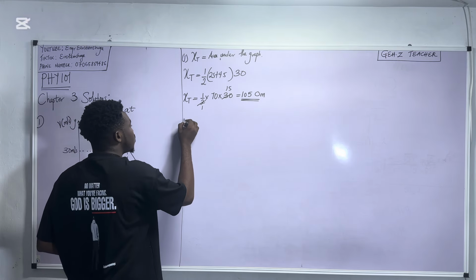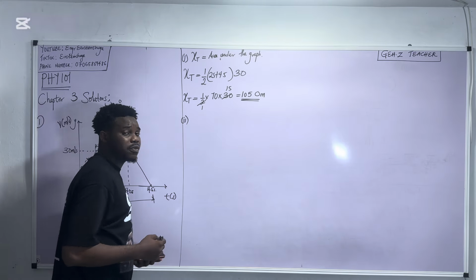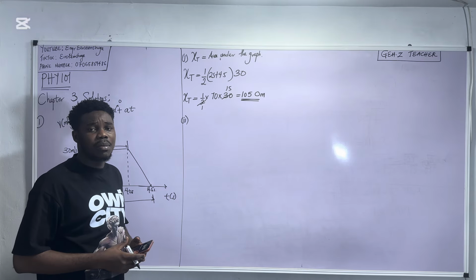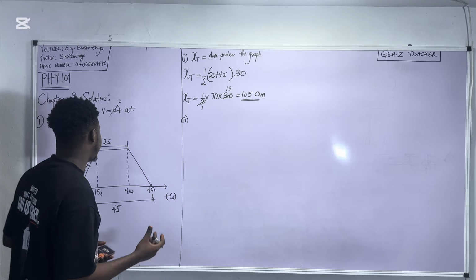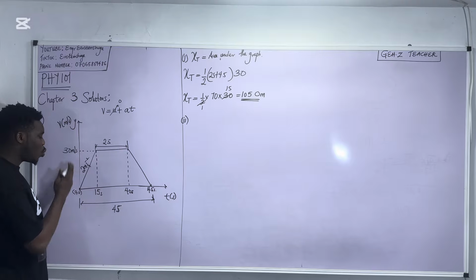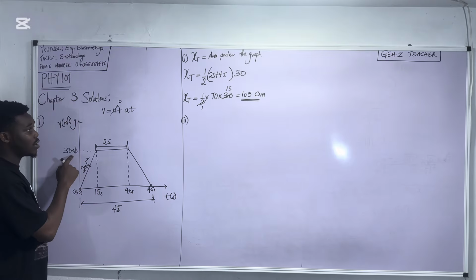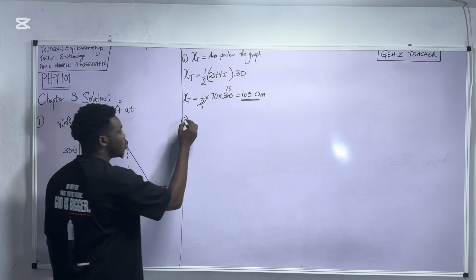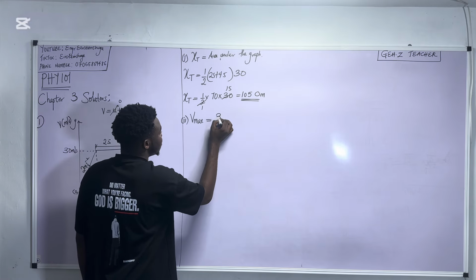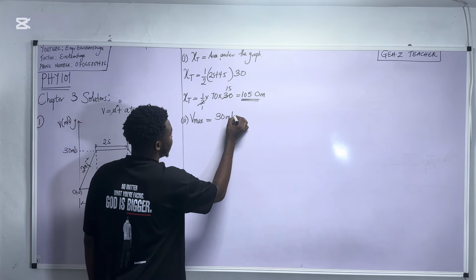Now, what was number 2? We are asked to find the maximum velocity. What is the maximum velocity? Very simple. It is the highest value of velocity you have on the y-axis, which on the diagram is just 30. So our maximum velocity is just equal to 30 meters per second.